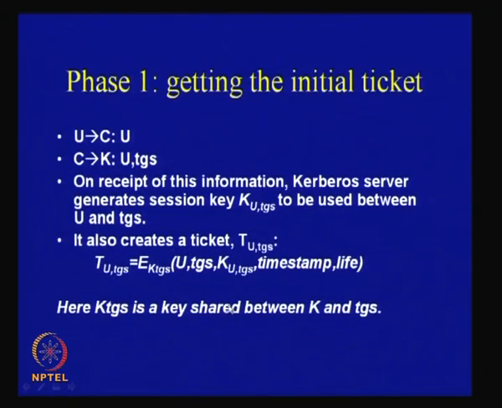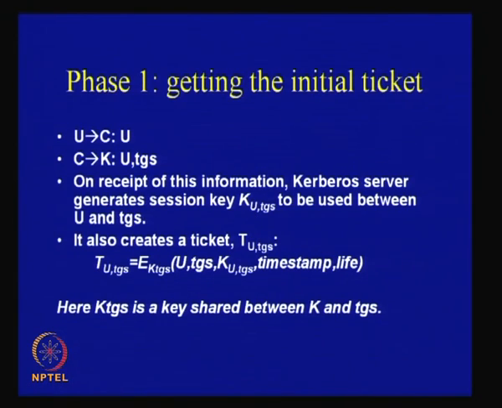So therefore, what I send to the client is my own identifier, so it could be in the form of a login, right? And what the client sends to K, that is the Kerberos server, is these two things: the identifier of the user along with the identifier of the ticket granting service it wants to communicate with.